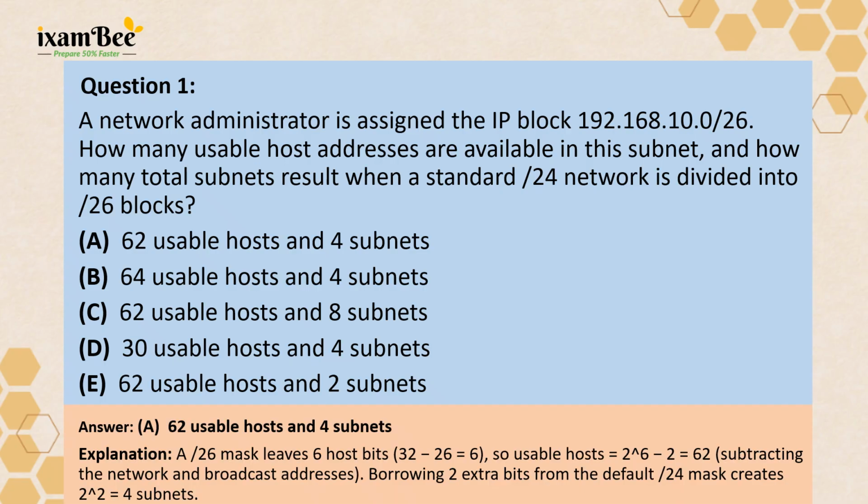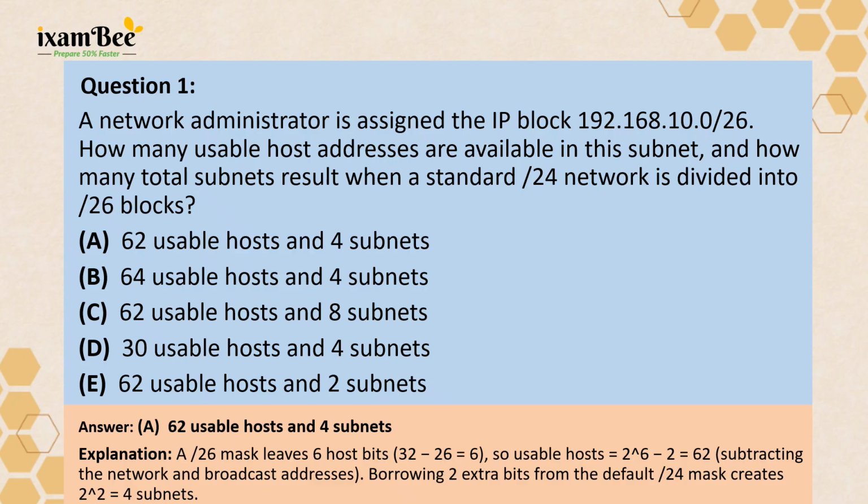The correct answer here is option A, which is 62 usable hosts and 4 subnets. There are two things to calculate here, so let's take them one at a time. First is usable host. A /26 mask leaves 32 minus 26, which is 6 host bits. That gives us 2 to the power of 6, which is 64 total addresses, and we subtract 2 for the network address and the broadcast address, leaving 62 usable hosts.